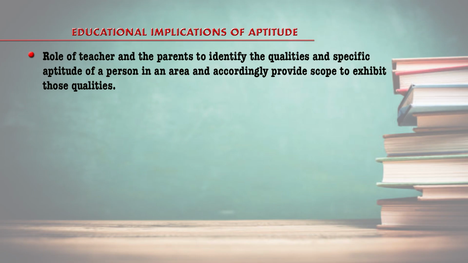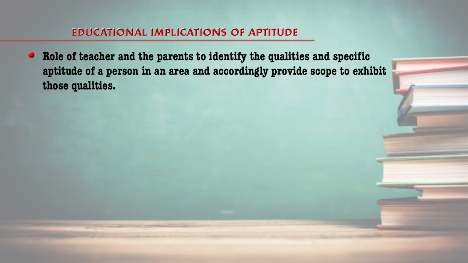First of all, I can say that the role of teacher and the parents is to identify the qualities and specific aptitude of a person in an area and accordingly provide scope to exhibit those qualities. Try to understand, parents are called the first teacher, and particularly the mother is called the first teacher of the child. Then when the child enters formal schooling, they come in contact with the teacher. So it is the role of the parents, and then the teacher, to explore what qualities the child has, what specific aptitude, specific interest the child has.